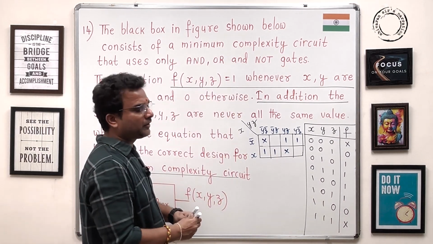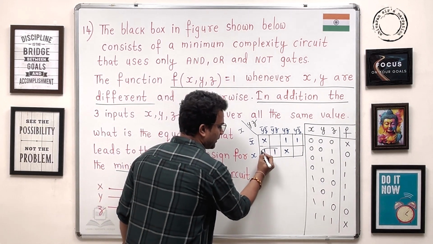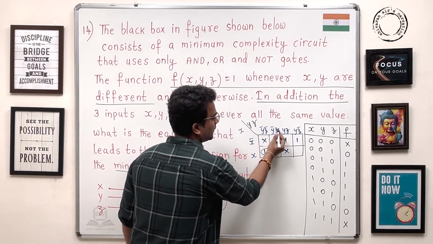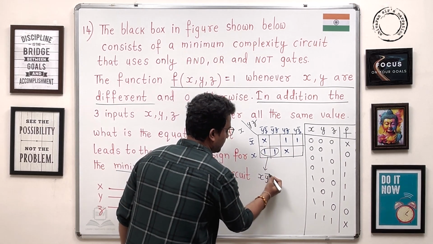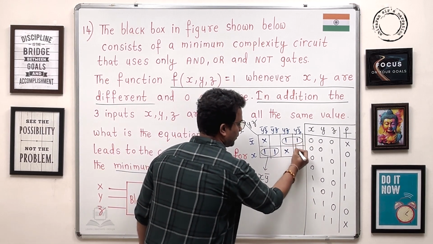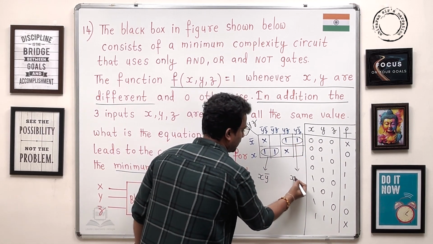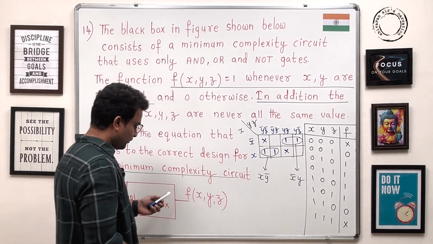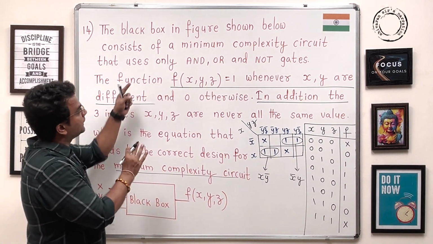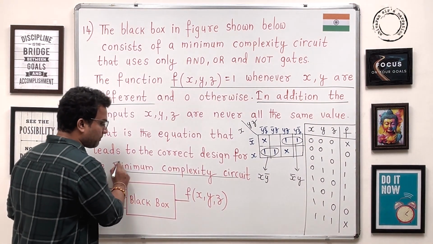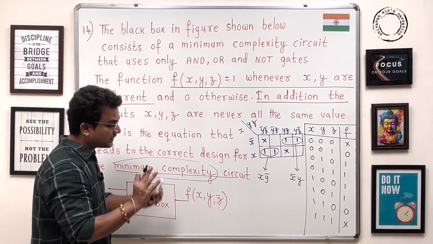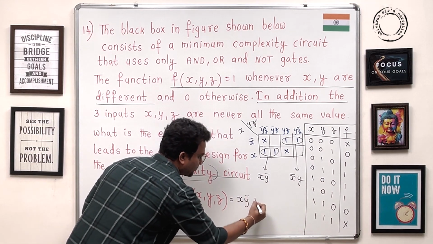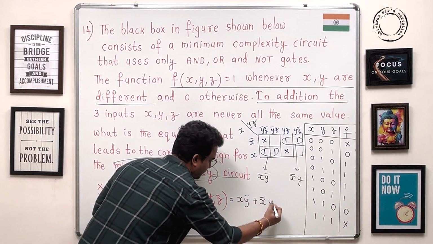Now you simplify. When you simplify this, what do you get? This is x, z bar gets cancelled, y bar. Similarly, this one is x bar y. Hence, the Boolean function as per the design requirement, the minimum complexity circuit, the simplified equation is x y bar plus x bar y.